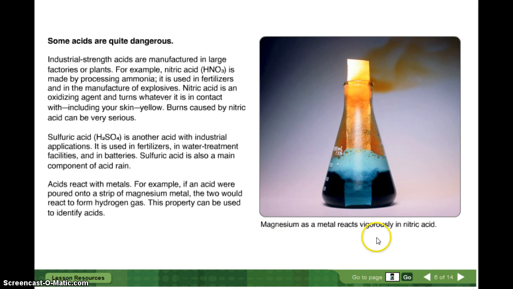Magnesium as a metal reacts vigorously in nitric acid. So even though it's a still picture, you can see the bubbles, the gas given off, the color change. This is a pretty intense reaction.